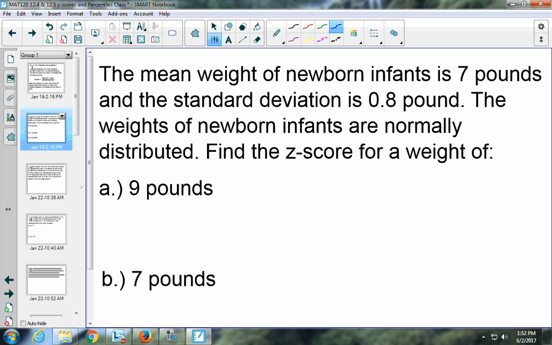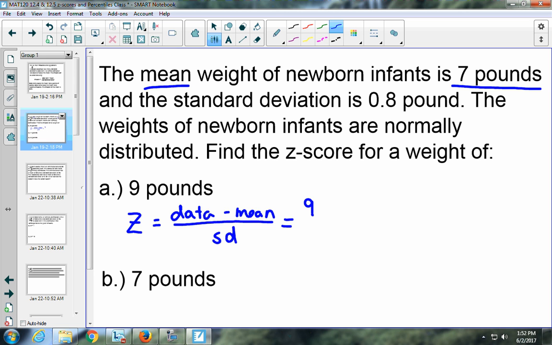To do that, we will use the formula that our z-score equals the data item minus the mean over the standard deviation. In this case, part A, the data item is 9. If we look back up at the problem up top, it says the mean weight is 7 pounds, so we will be subtracting 7. They also tell us up top the standard deviation is 0.8 pounds, so we'll have over 0.8.